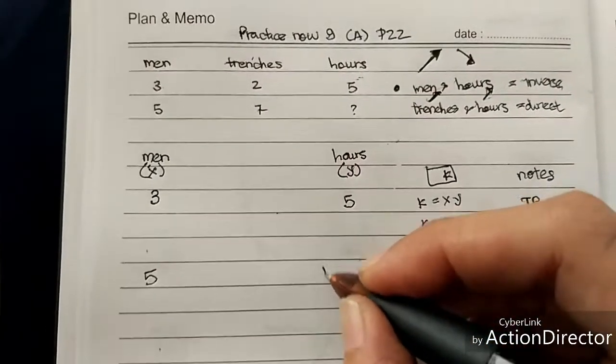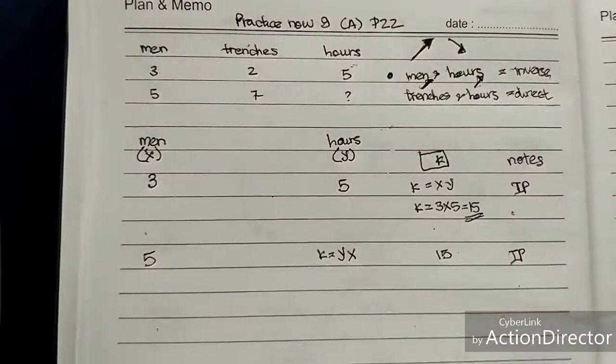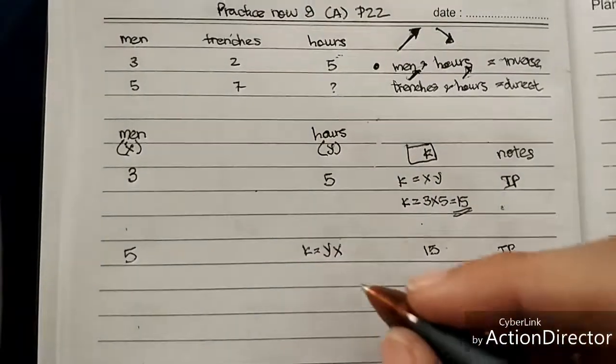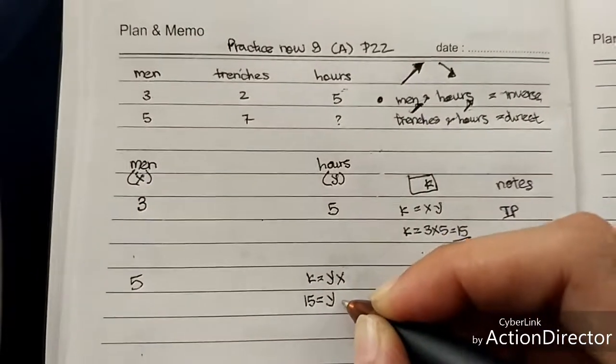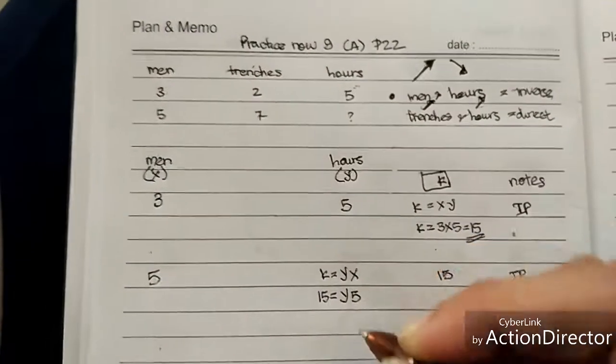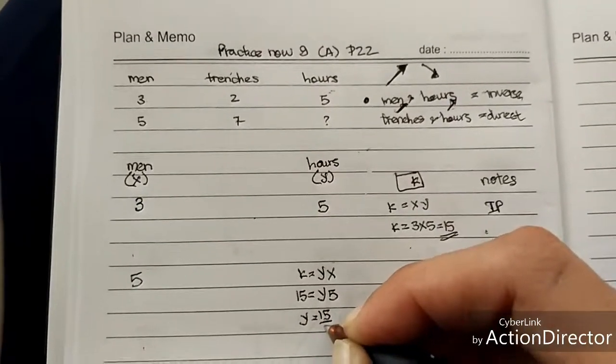Now what will be the hours? Okay, so I will use this formula again. K is equal to yx. What is the k? Okay, 15. What is the y? I don't know. What is the x? 5. So y will be what? 15 divided by 5, which will be 3.